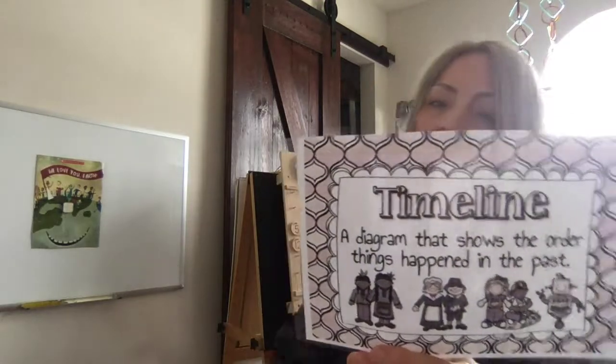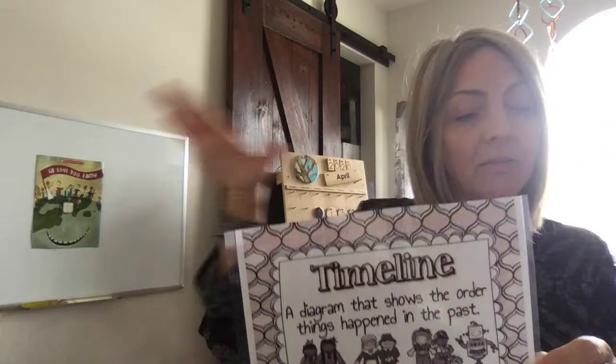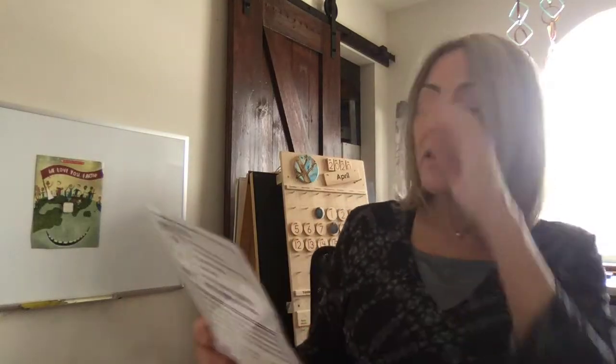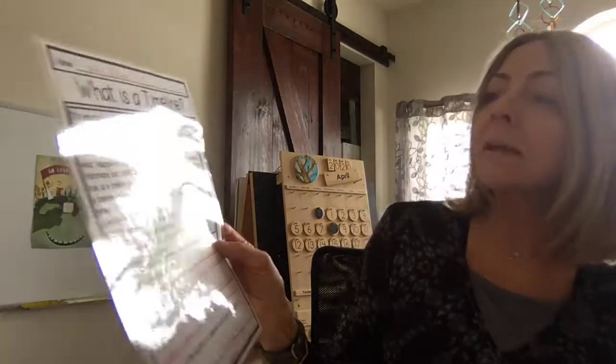So the next thing we're going to talk about is a timeline. And you all are going to have a chance to actually make your own timeline. It's going to be awesome. All right, so what is a timeline again? It is a diagram that helps us to see the order that things happened from the past to the present. A timeline is important to know when events in the past have taken place. A simple way to show that is to make a timeline.